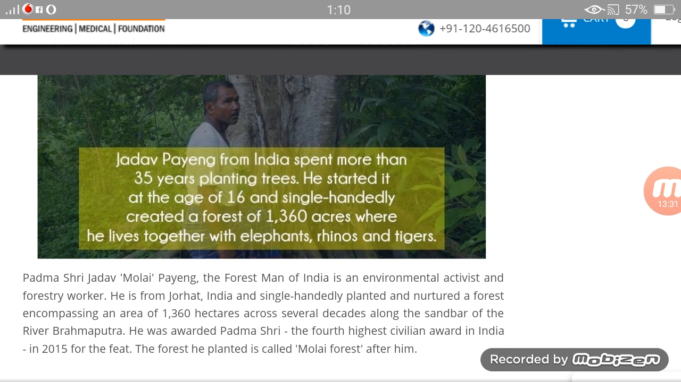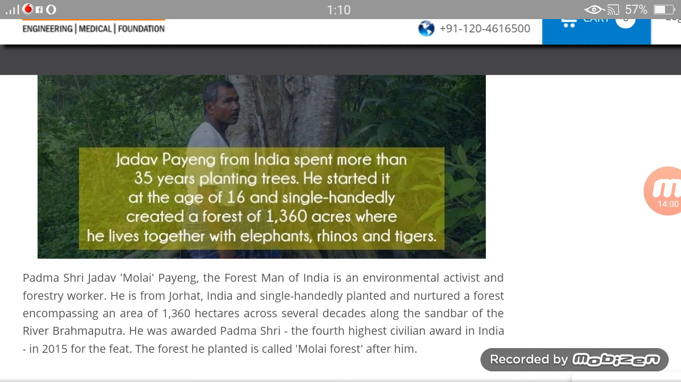He is from Jorhat, India. You can note down, he single-handedly planted and nurtured a forest encompassing an area of 1,360 hectares, as we have studied above, across several decades along the sandbar of the river Brahmaputra. He was awarded Padma Shri, the fourth highest civilian award in India, in 2015 for the feat. The forest he planted is called Molai Forest after him.